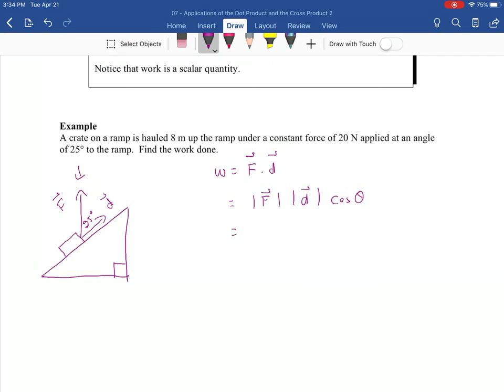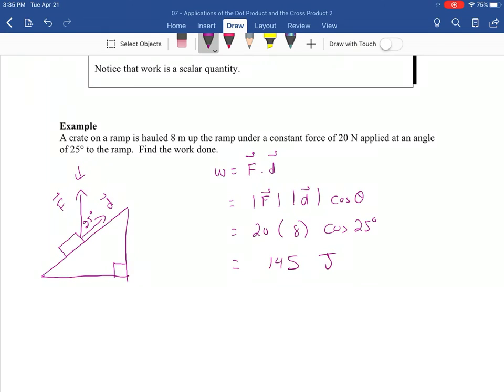Not just this random force sticking out in this direction right here. We don't care about that. What we care about is how much of that is actually doing work on the crate. So the force applied is 20 newtons. The displacement we're talking about here is 8 meters, and the angle is 25 degrees between these two things. When I multiply that all together, I get 145 newton meters, called joules.